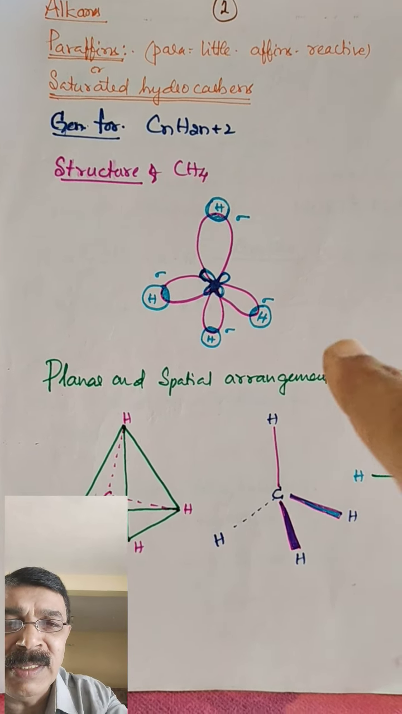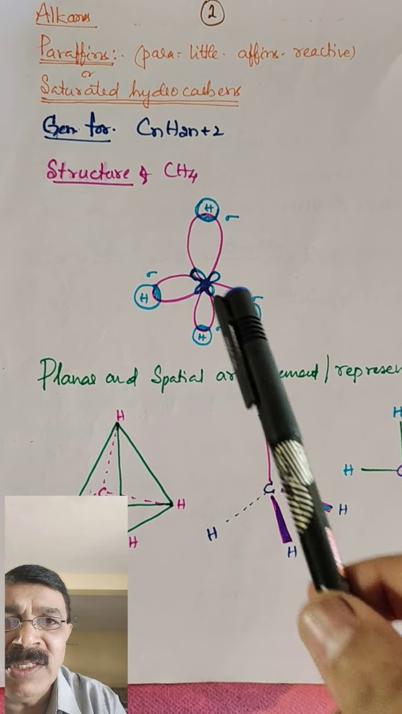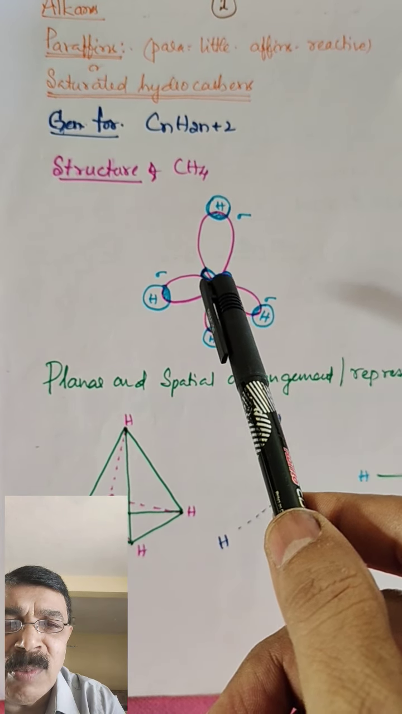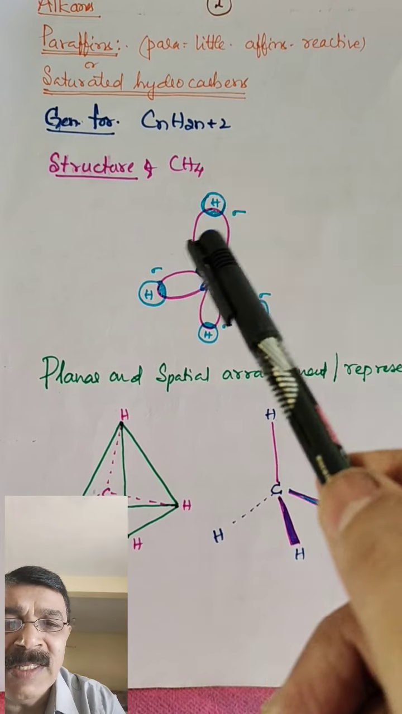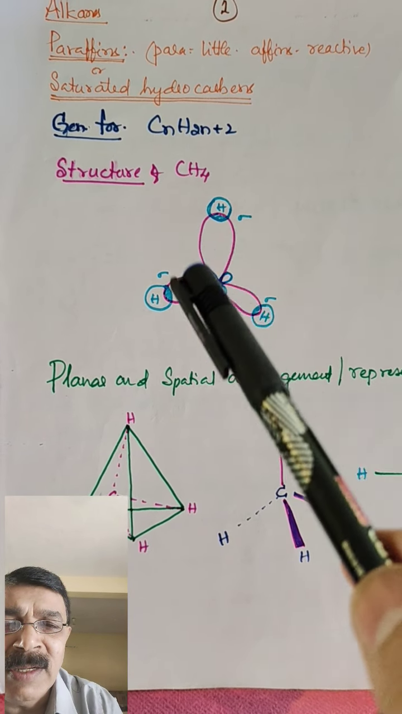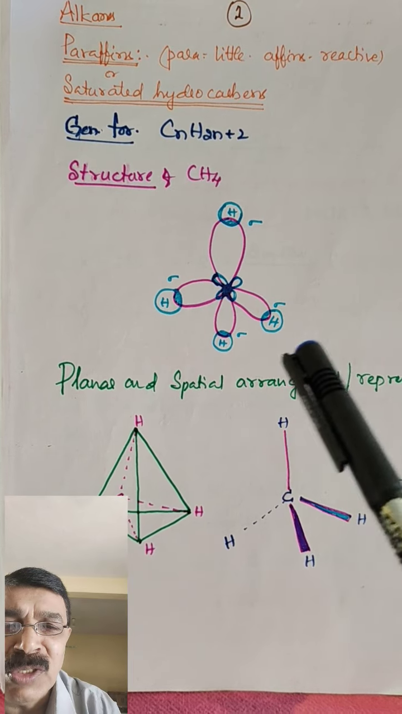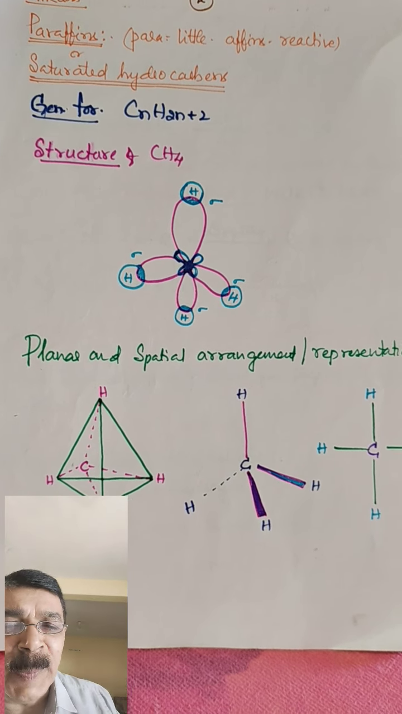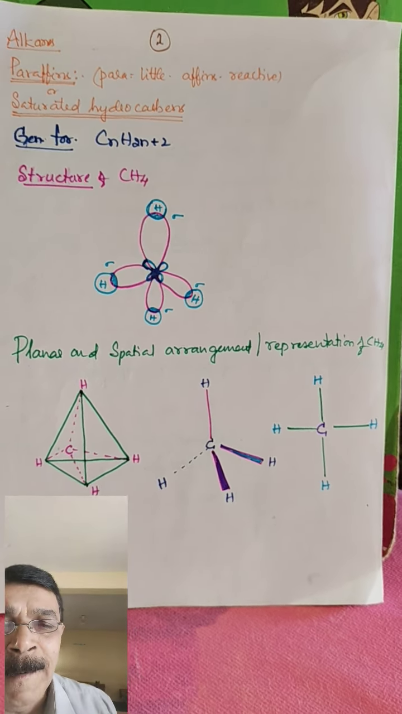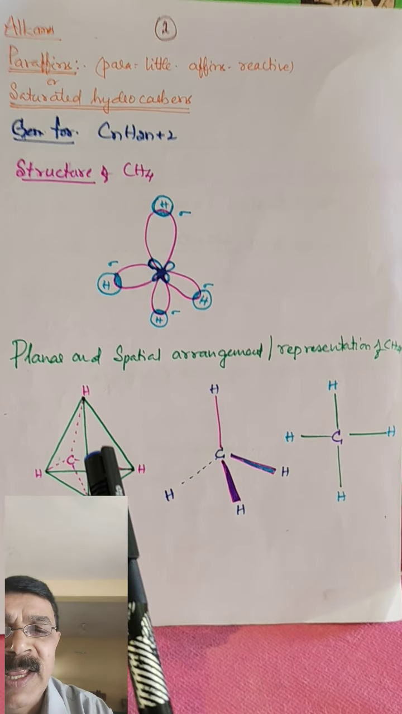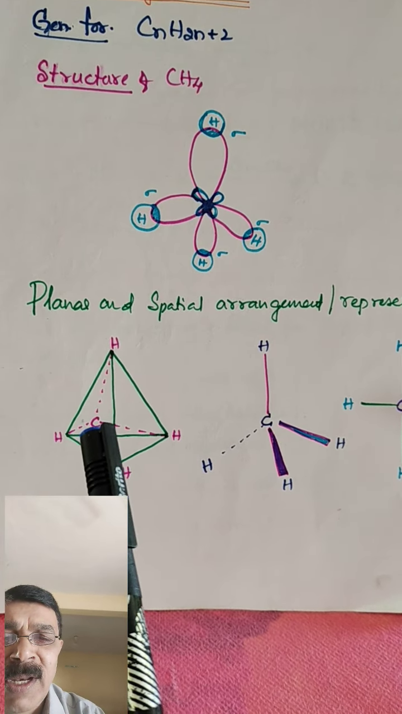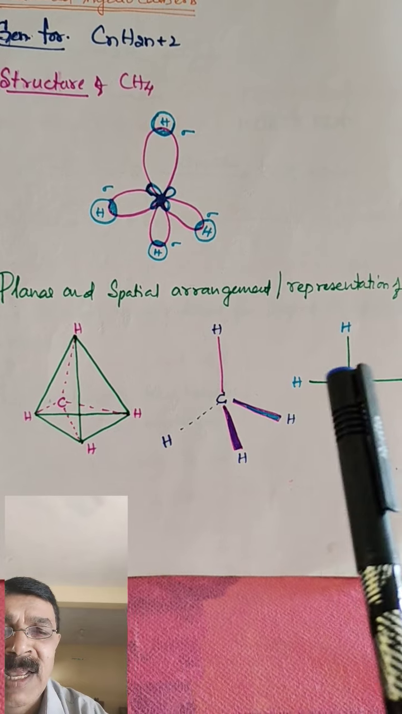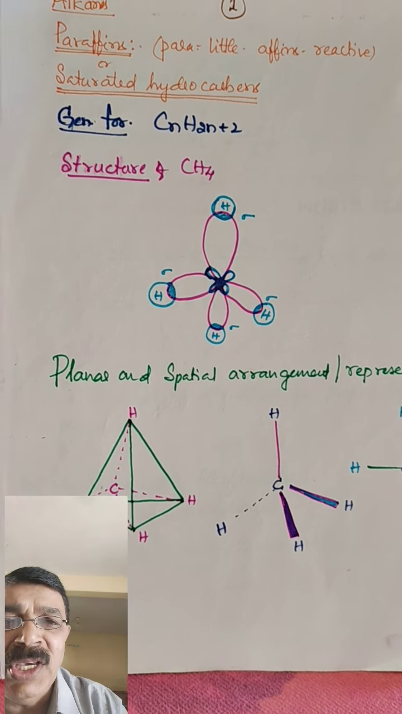First we are going to learn the structure of methane. You already learnt this in the last class. Here is the structure of methane, one carbon atom and four hydrogen atoms. Here is the center carbon atom and the four hydrogen atoms are bonded; the H is in spherical shape, the P is in dumbbell shape, and there are four sigma bonds at the four corners. Now we come to the planar and spatial arrangement representations of methane. Observe the planar and spatial arrangement of the structure. So this is the initiation of alkanes.